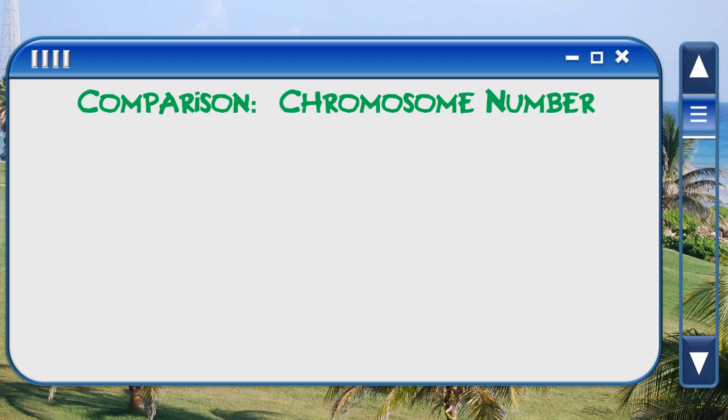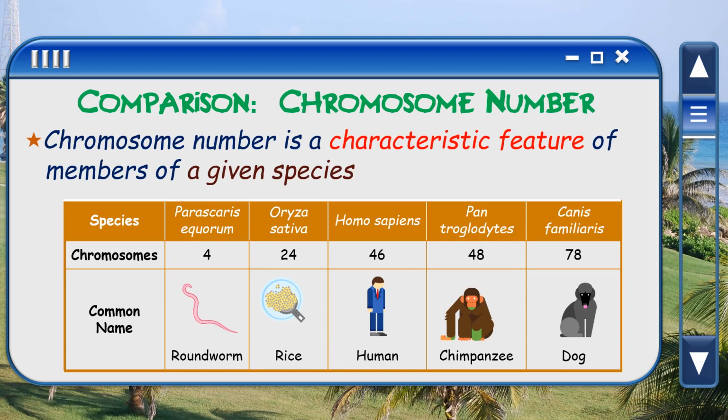Now we want a comparison of the chromosome number. Chromosome number is a characteristic feature of members of a given species. We have the roundworm, a species of Parascaris equorum. They have 4 chromosomes. Then we have rice, a species of Oryza sativa.